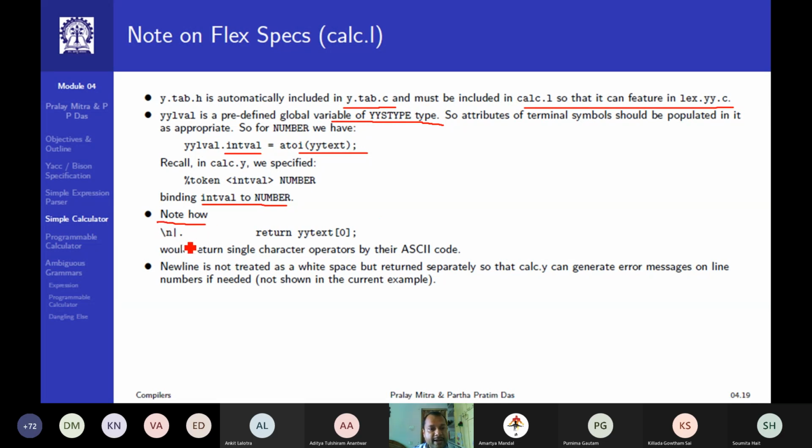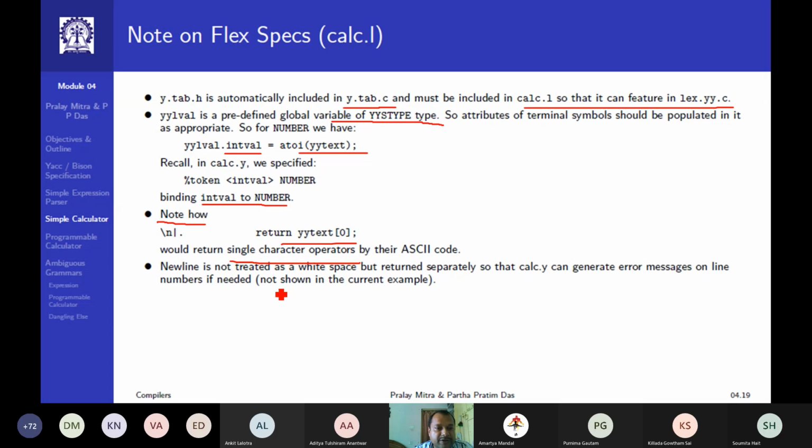One more thing: for newline and any character except space, tab and integer constant, you are returning that particular character, only one single character, following the ASCII code. Newline is not treated as white space but returned separately so that cal.y can generate an error message with line number if needed. It's true that space, newline and tab are all of a similar kind, and we can return all of them or have no action corresponding to them.